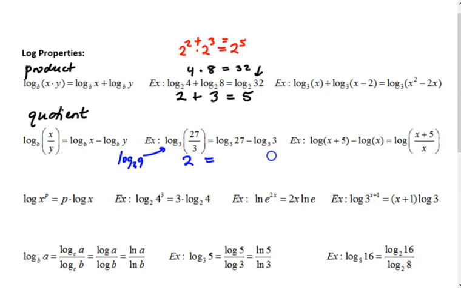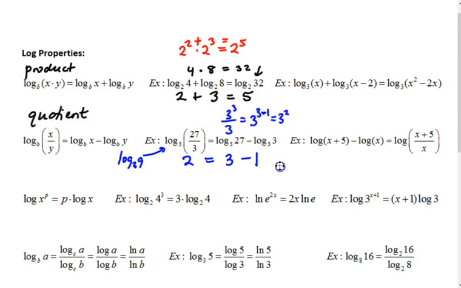Log base 3 of 27 is 3, and log base 3 of 3 is 1. So basically, when we say 27 over 3, this is the same thing as saying 3 cubed divided by 3, which is 3 to the 3 minus 1, which is 3 squared. So we're subtracting 3 minus 1 to get 2. We're subtracting the exponents because all of these are the same base logs. And notice they do have to all have the same base for this to work.